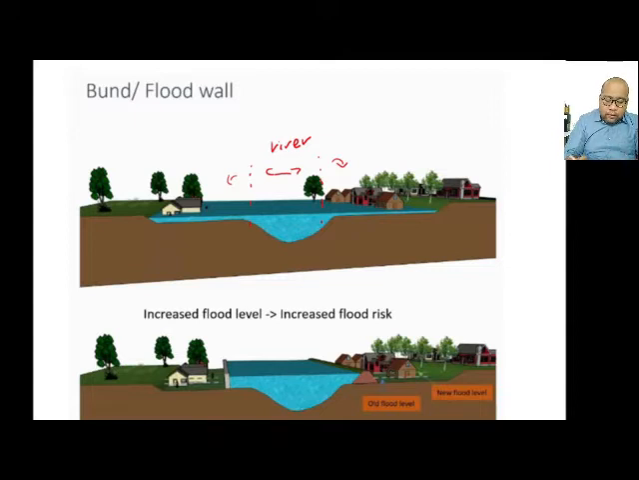And then we build the bund or the flood wall. This one is the bund, so the flood does not occur. What happens if the water level of the river increases? You can see, probably the bund or the wall will break, and it will increase the flood risk over this area.